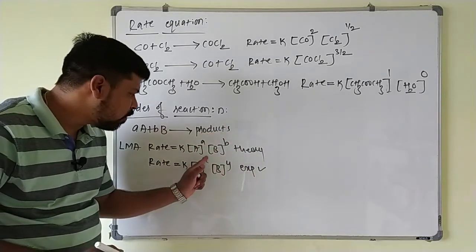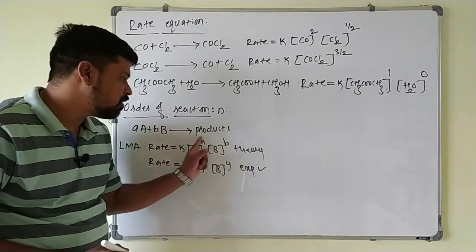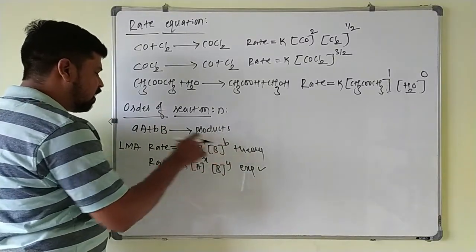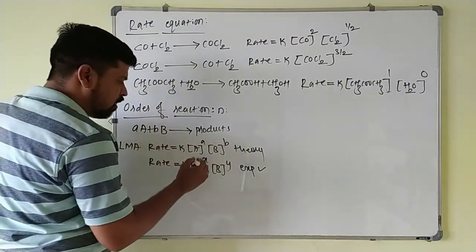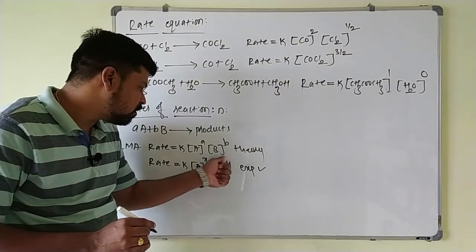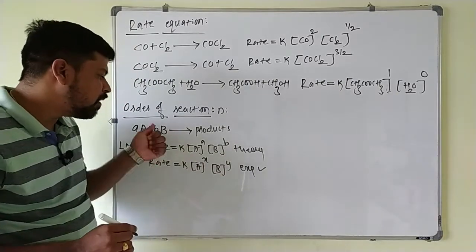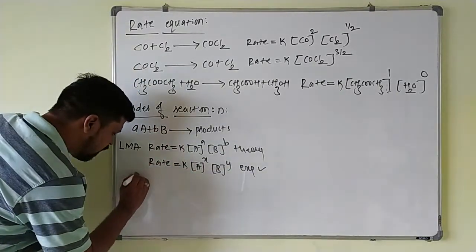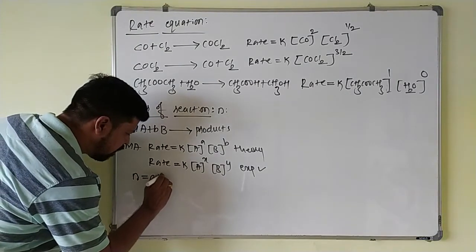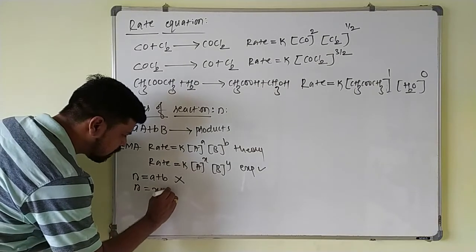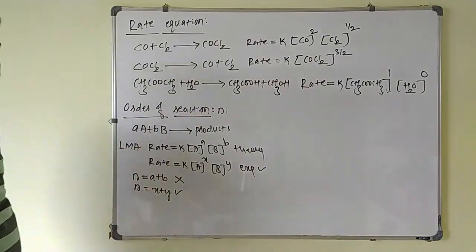Order of reaction is equal to x plus y, not a plus b, because these two are theoretically obtained. These are theoretical stoichiometric coefficients here. So the order of the reaction is an experimental concept, where the sum of powers of concentration term in the experimentally determined rate equation is taken as the order of the reaction. So here, if I write order of the reaction n is equal to a plus b, this is wrong. n is equal to x plus y, which is the experimental equation.